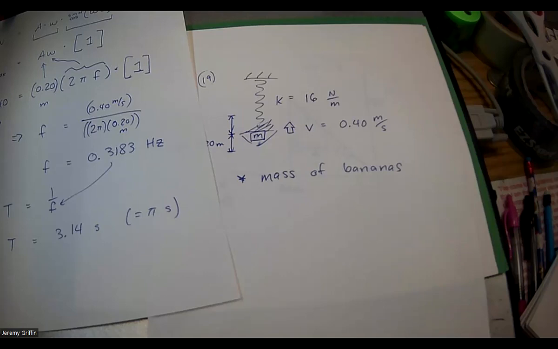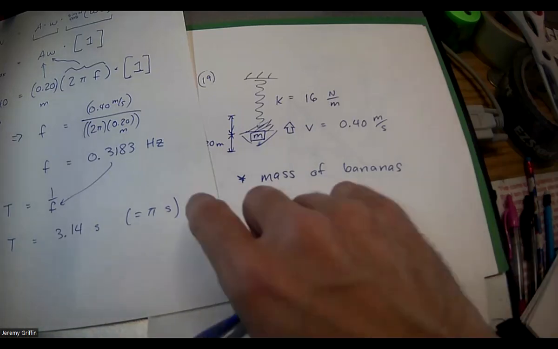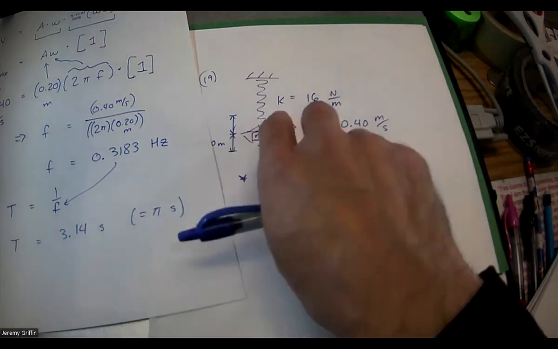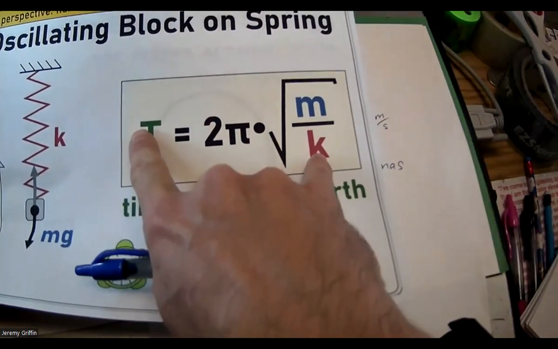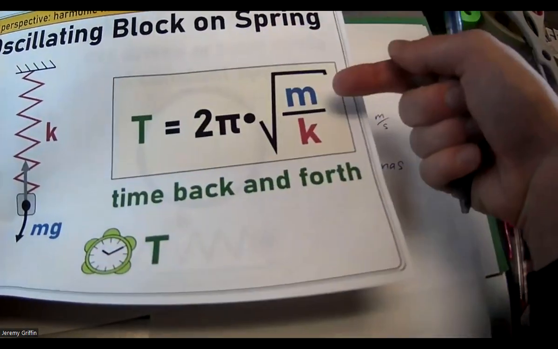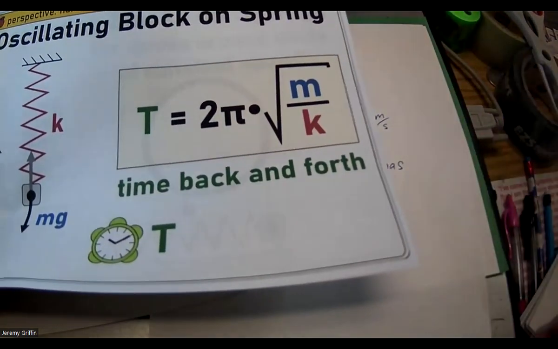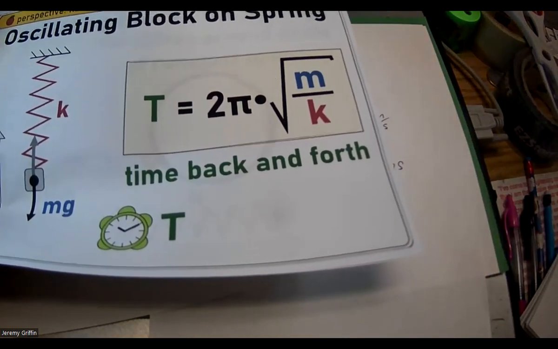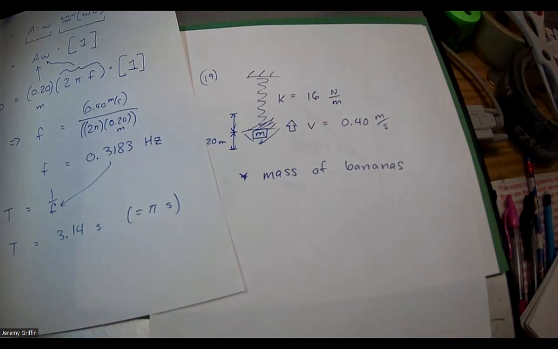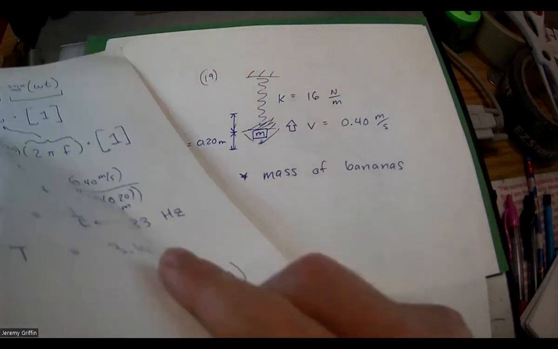All right, you got it. If you're totally stuck, see, if you know the time period, you know how stiff the spring is. That means you know these two things, and you're trying to get this right here, right? Because whenever you see oscillating motion with a spring, think this formula. It's going to come into play at some time. It's 3.14 seconds is the time period.